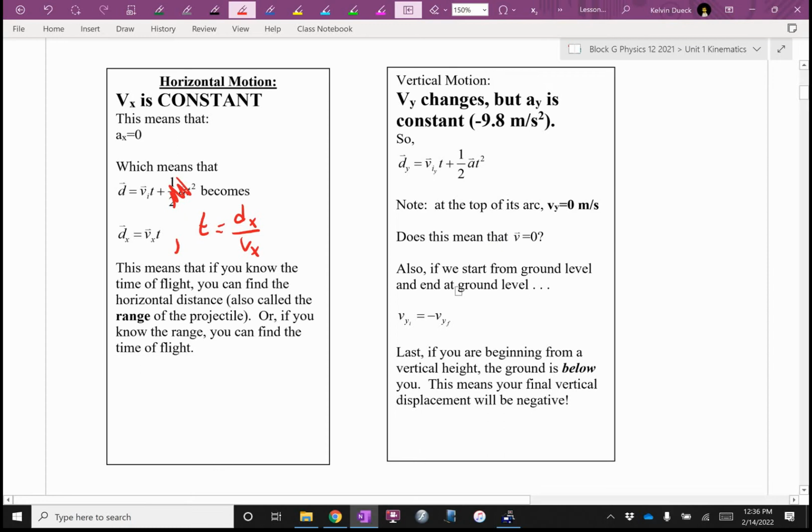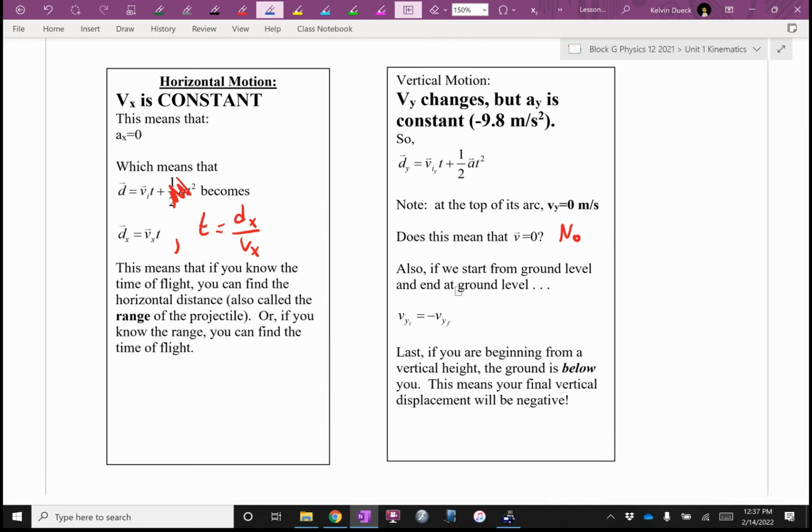So does this mean that V equals 0? No. Just the horizontal, just the vertical component is 0. Also, something handy to have in your back pocket. If we start from the ground and end on the ground, your initial and final vertical velocities will be the same, but opposite. That's if I'm starting and ending in the same place.